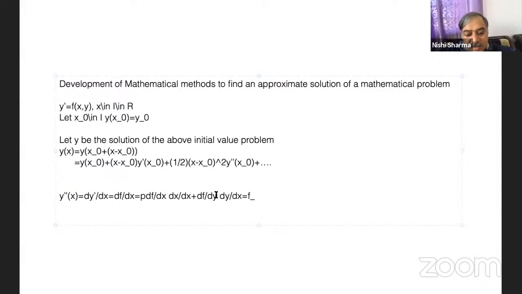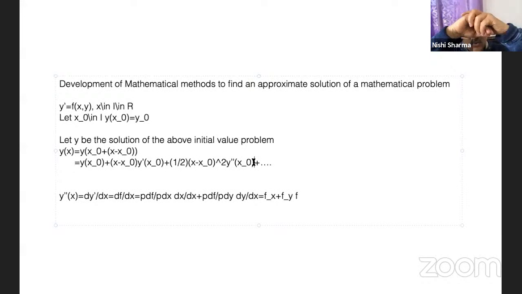Partial derivative symbol. Here also it's a partial derivative. So partial derivative of f with respect to x into 1, dx by dx, plus partial derivative of f with respect to y into y prime, and y prime is dy by dx, y prime is f. So here everything is known, so we can also calculate this. Similarly, y triple prime we can find, so everything we can find.